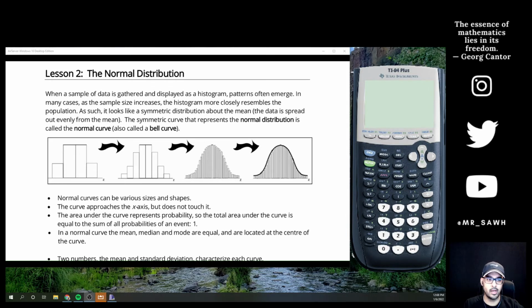More often than not, if I have a lot of data, it'll congregate around a central point, right? It'll congregate around its average, right? And everything will end up getting spread out from that average point. And the more data you have, eventually it'll start to look like a flattened out kind of curve.